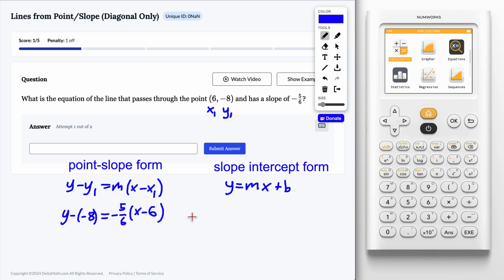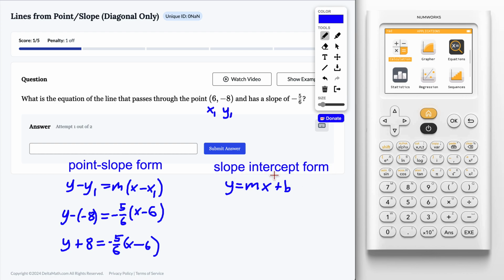Alright, so we have our equation in point slope form. We just need to simplify it and get rid of this double negative. So this is going to be y plus 8 equals -5/6 times x minus 6. So here we have our equation in point slope form. So this is point slope form of this equation. Next, we're going to look at what it looks like in slope-intercept form.